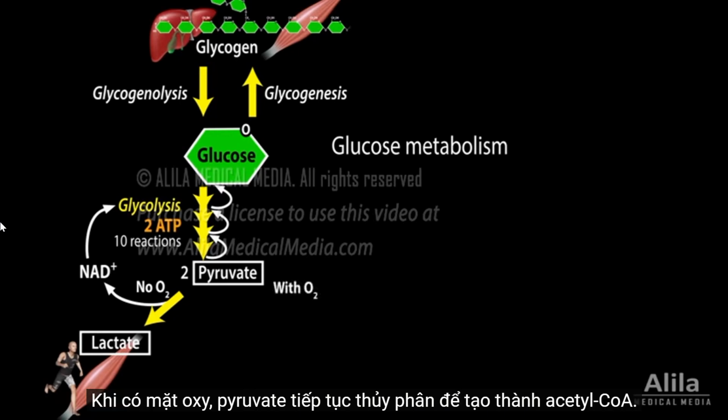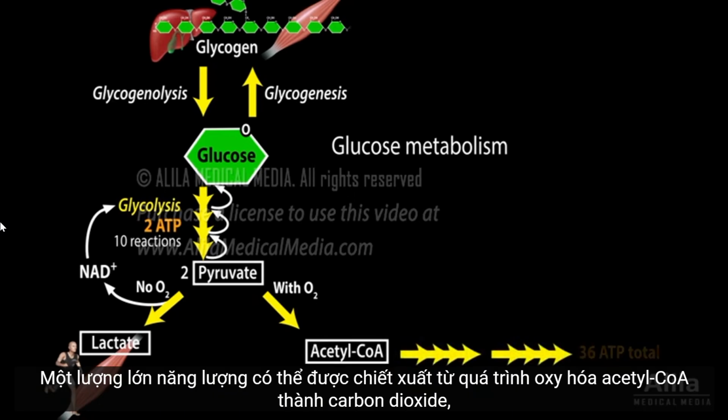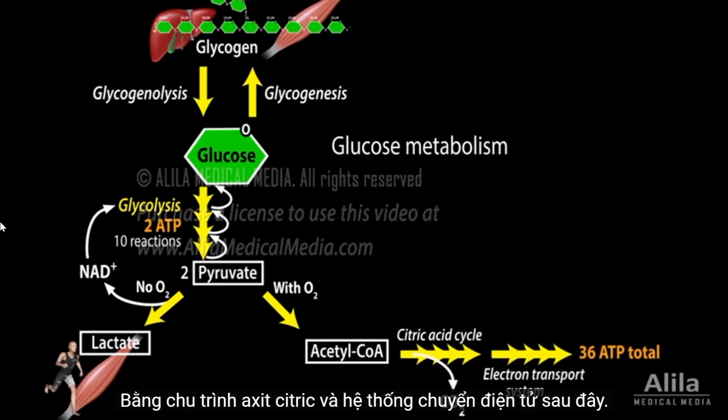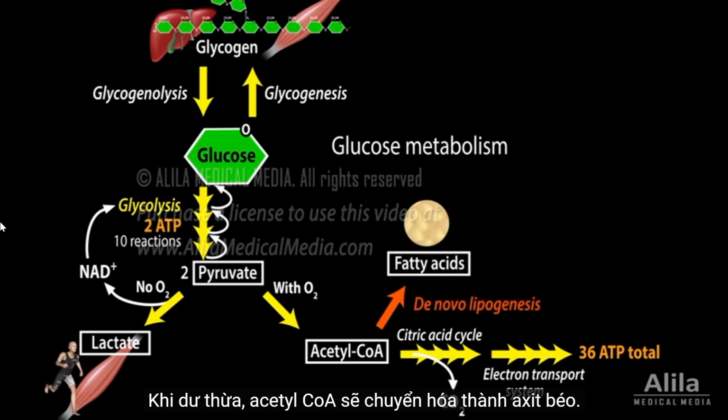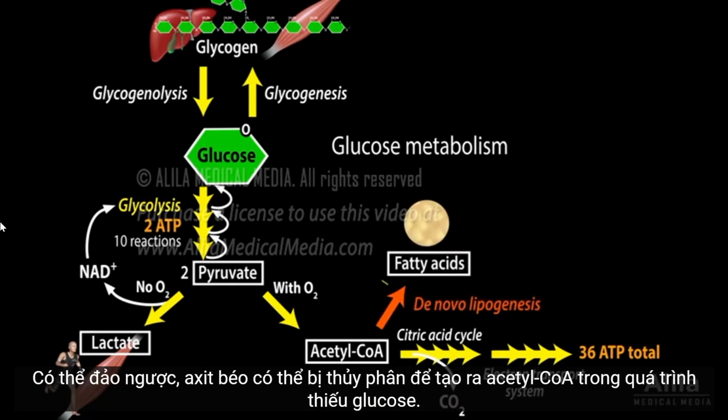When oxygen is present, pyruvate is further degraded to form acetyl-CoA. Significant amounts of energy can be extracted from oxidation of acetyl-CoA to carbon dioxide by the citric acid cycle and the following electron transport system. When present in excess, acetyl-CoA is converted into fatty acids. Reversely, fatty acids can break down to generate acetyl-CoA during glucose starvation.